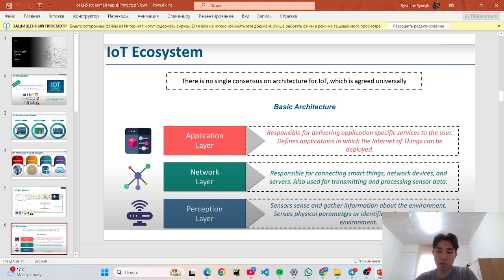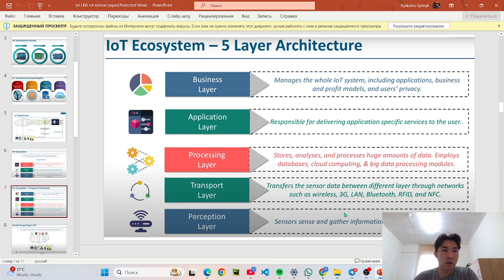Basic architecture of the IoT ecosystem: business layer, application layer, processing layer, transport layer, and perception layer. The business layer manages the IoT system, including operating systems, profit models, and privacy. You can use it in navigation and analysis. The application layer is responsible for developing application-specific services for users.